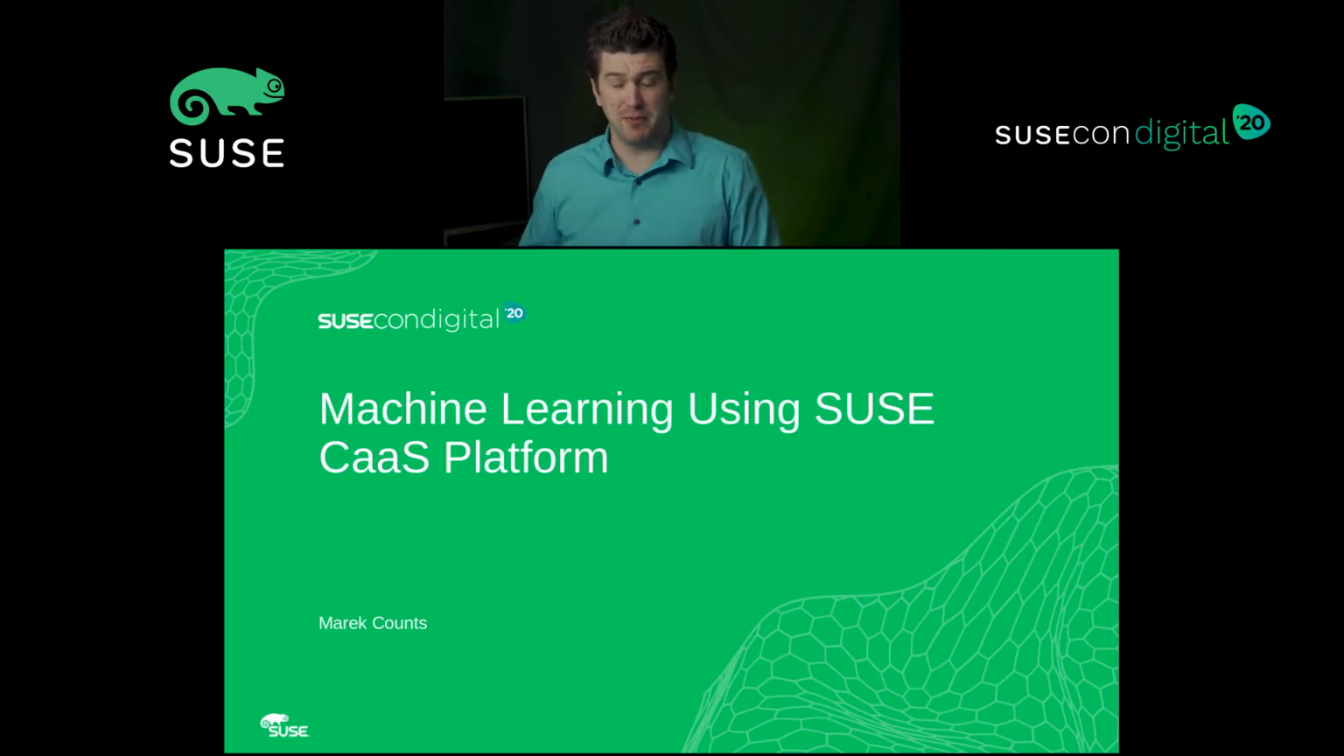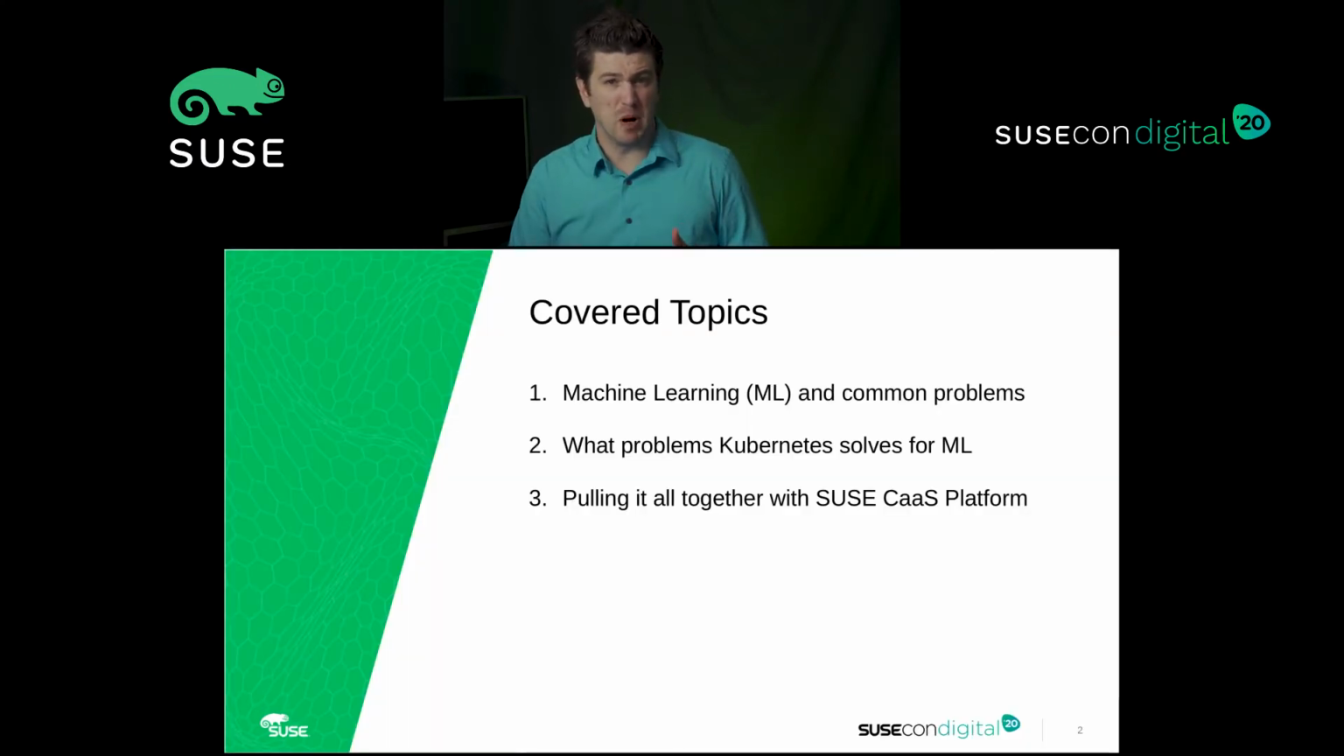So the SUSE CaaS Platform team has worked very hard to bring you a simple, secure, and easy installation of Kubernetes. And now we are looking to bring you machine learning on top of this cluster. So the topics we're going to cover today are the common problems with machine learning and machine learning pipelines, what problems Kubernetes inherently solves for machine learning, and then how CaaS Platform is bringing this all together and what we're looking to bring to you to solve these problems for you.